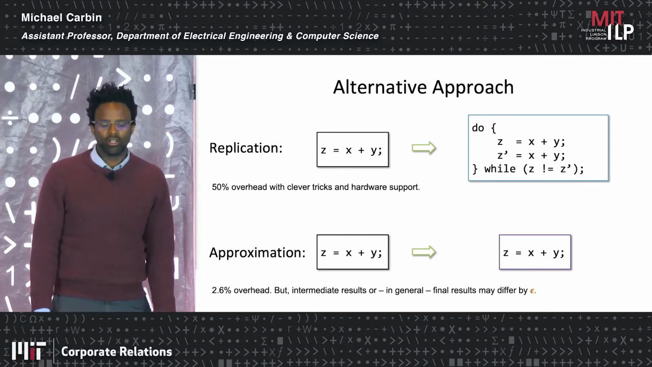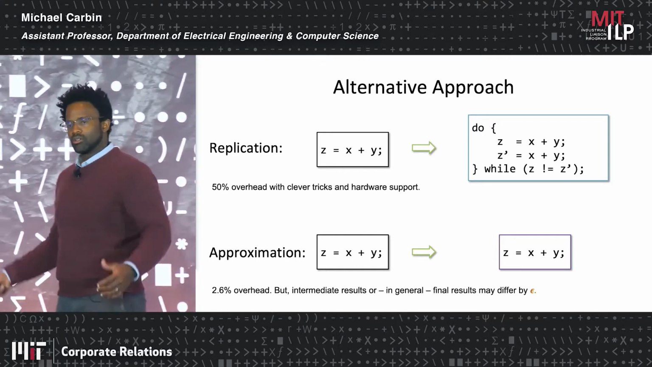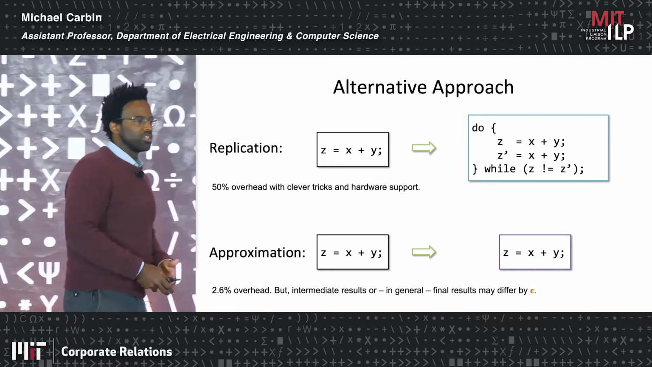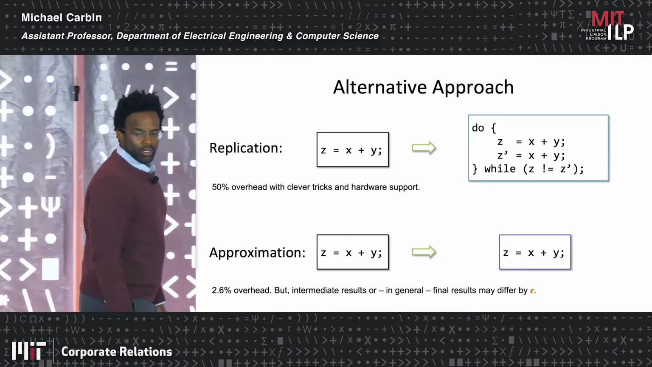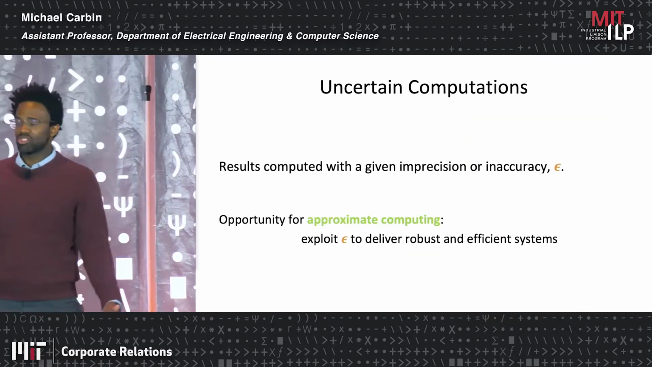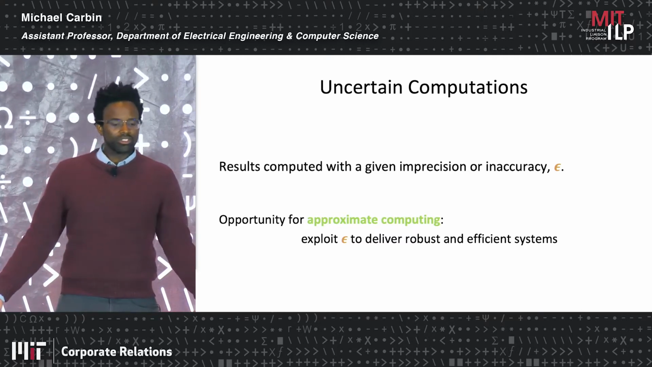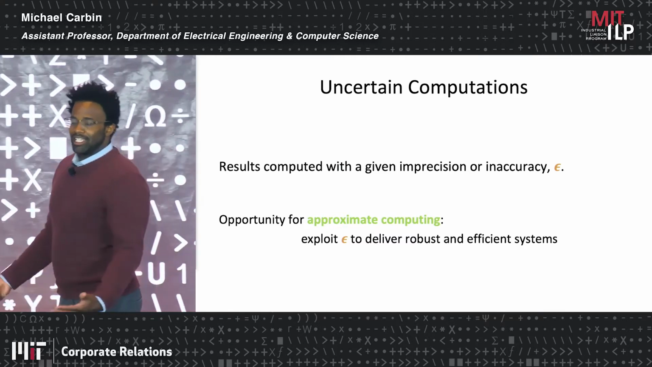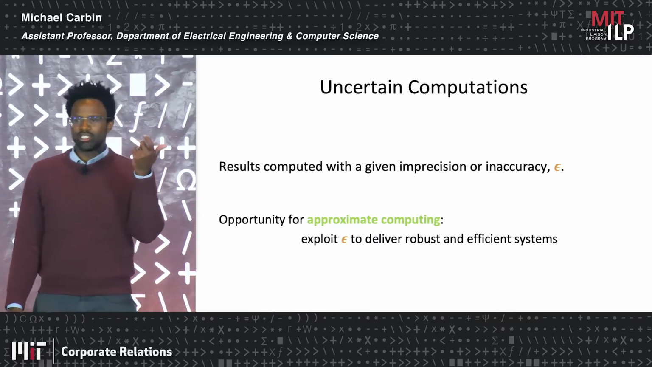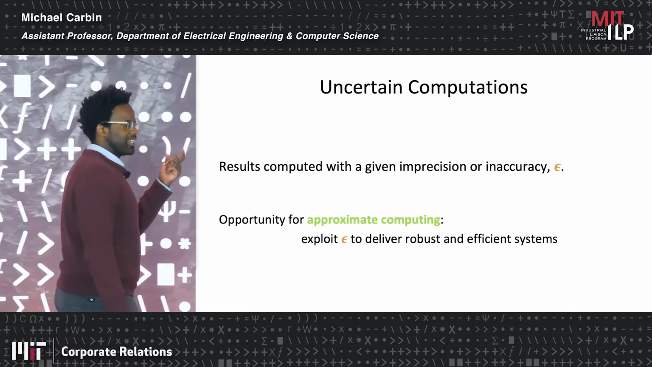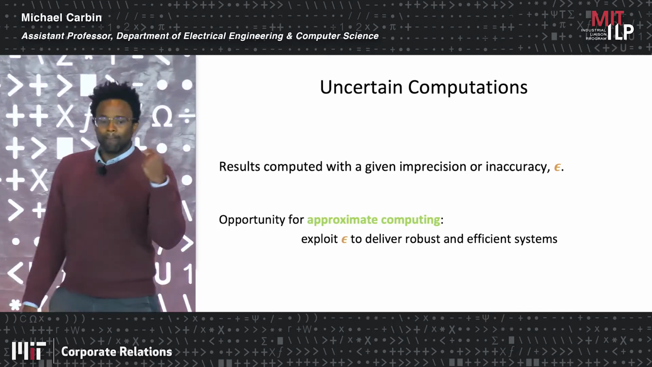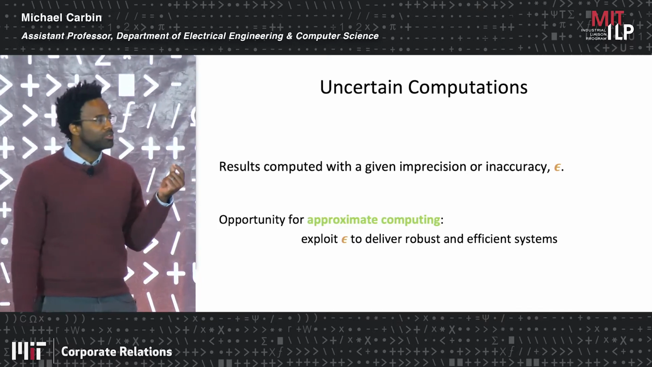But there's a caveat here. The intermediate results, or in general, the final results, may differ by some epsilon. They may be epsilon different from what we had expected before. This is the definition that I like to work with for uncertain computations, and where I think pretty much all computation is headed these days, where we have results that are computed to a given imprecision or inaccuracy epsilon. It sounds scary because typically we don't think of epsilons in our computations unless you're doing numerical analysis, for example. But what this epsilon gives us now is an opportunity to exploit it.